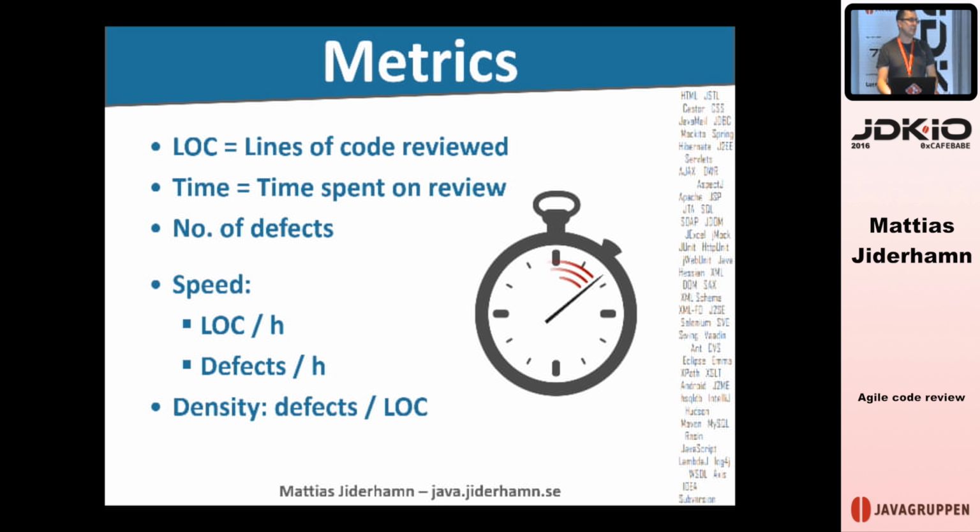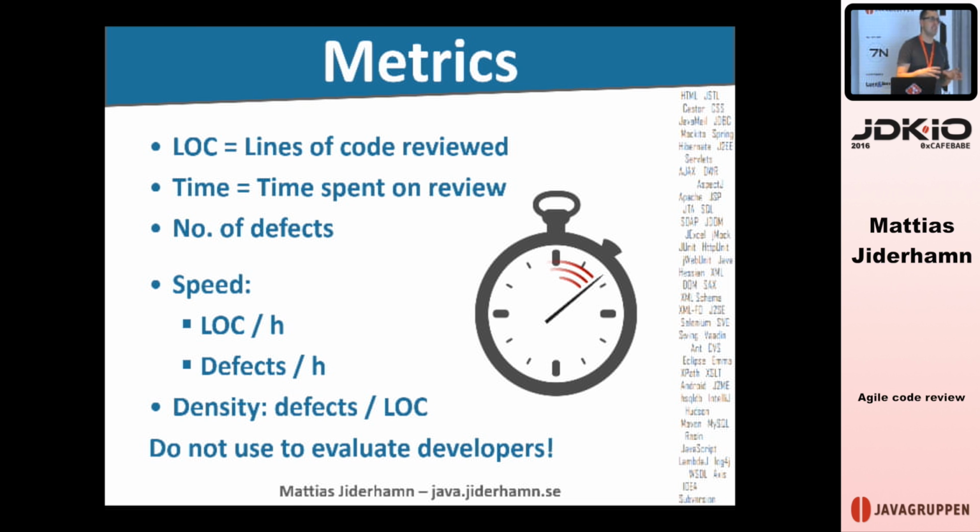Something to remember when we're talking about metrics that's very important is that you should not use these metrics to evaluate any team members. So you shouldn't judge any reviewers on the amount of time spent or the amount of defects found per hour or something, and you shouldn't judge any developers for the number of bugs per lines of code and so on and so forth. Because as mentioned, it's very hard to actually compare these numbers.